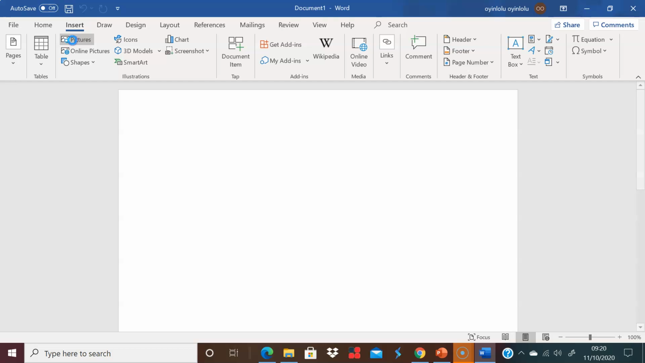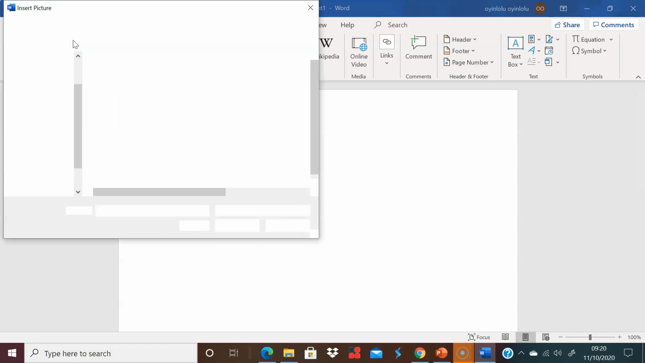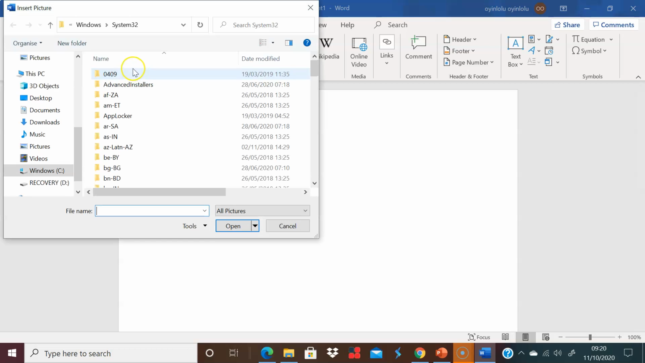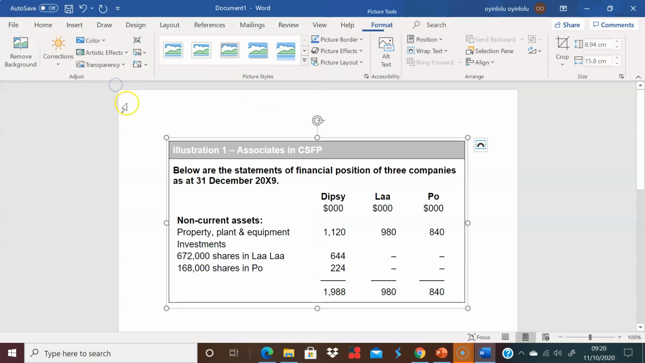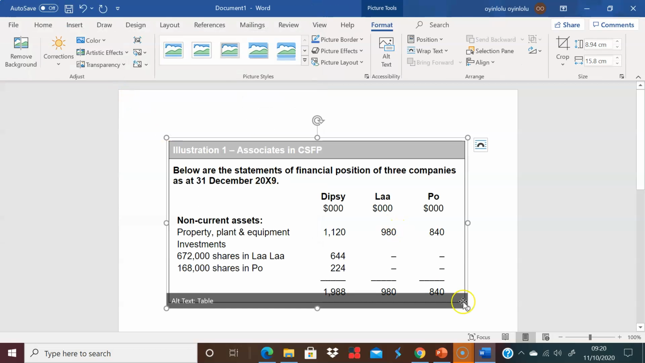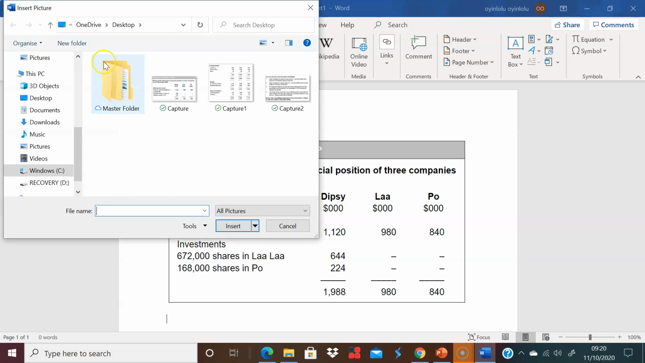Insert picture. Desktop capture. Insert picture.